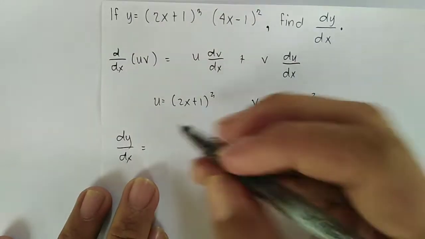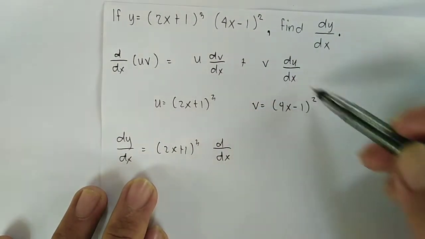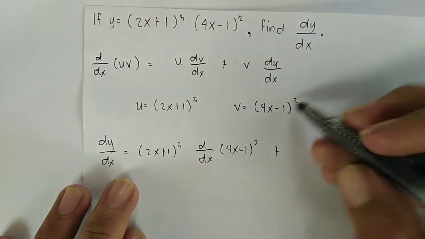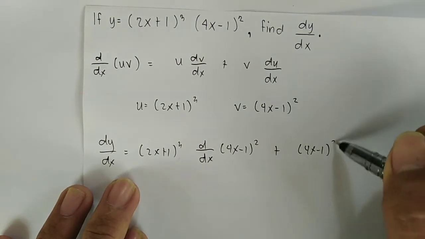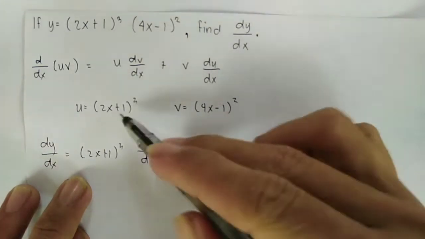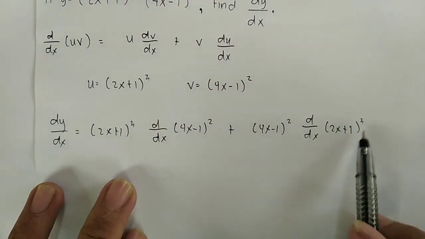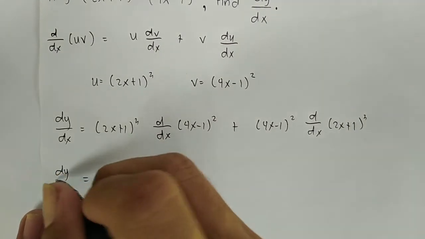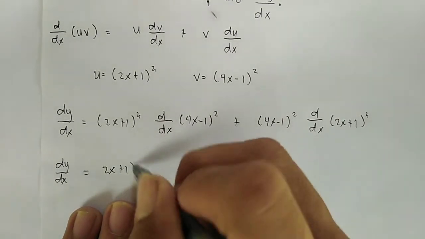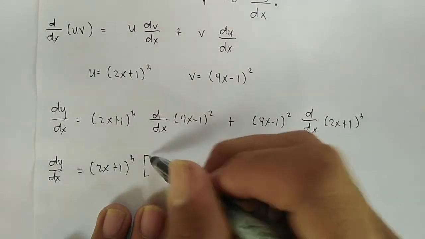So, substitute u. Our u is the quantity of 2x plus 1 to the power of 3, times the derivative of function v. Our function v is equal to the quantity of 4x minus 1 to the power of 2, plus v, which is equal to the quantity of 4x minus 1 to the power of 2, times the derivative of the function u, which is equal to the quantity of 2x plus 1 to the power of 3. Then, simplifying this one further, getting the derivative of the inside function. So, let's copy first the quantity of 2x plus 1 to the power of 3, then the derivative of this expression is times the derivative of this.